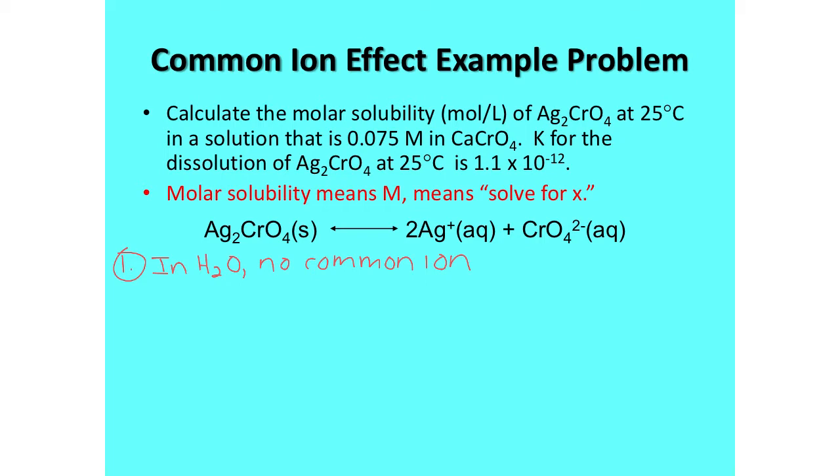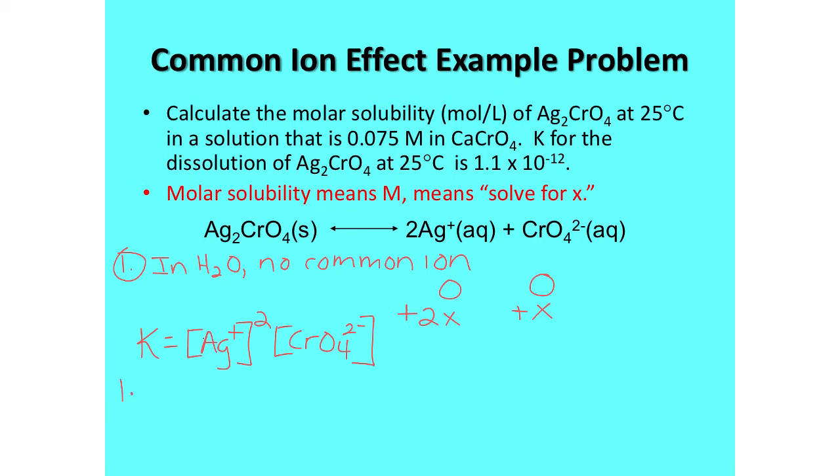So we would start with doing an ICE chart. You would have no silver, none of the chromate. We would gain 2x for the silver and x for the chromate. So when we go to write our equilibrium expression, it would be the concentration of the silver ion squared times the concentration of the chromate ion. So then we can plug in our values.